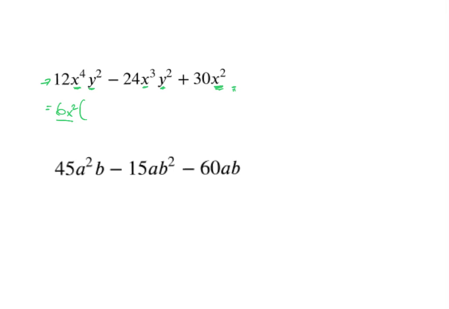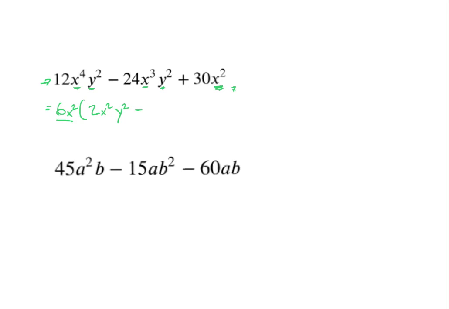Just like the questions on the previous slide, I'm just dividing by that greatest common factor now. So 12 divided by 6 is 2. x to the power of 4 divided by x squared: subtract the exponents, so we've got x squared. And then that y squared, nothing's happening to it, so it's just going to stay in there.